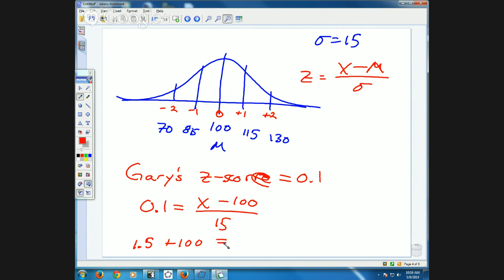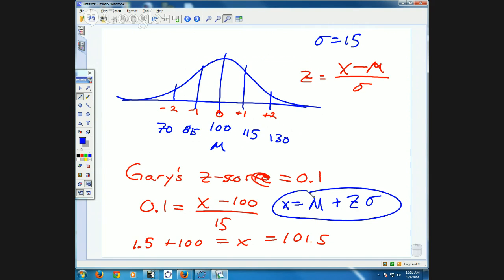So my x value must be 101.5. If I wrote that as a formula, given my z-score, I multiply it by the standard deviation, and I add that to the mean. This is how you calculate an x value given a z-score. This is how you calculate a z-score given an x value. You can go back and forth between the formulas. Do you really have to memorize both formulas? No. You have to memorize the top one, and you can use it to go backwards. Just a little bit of algebra.